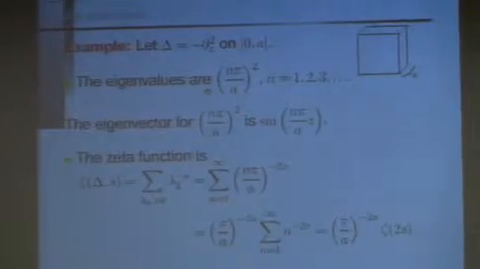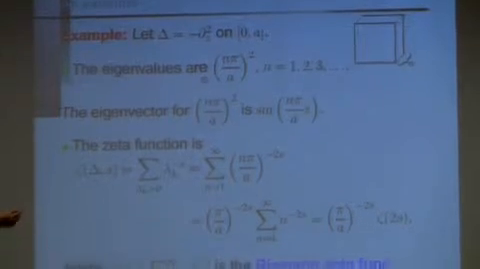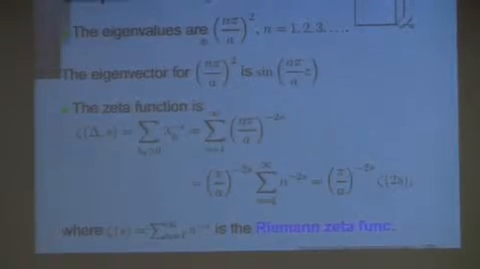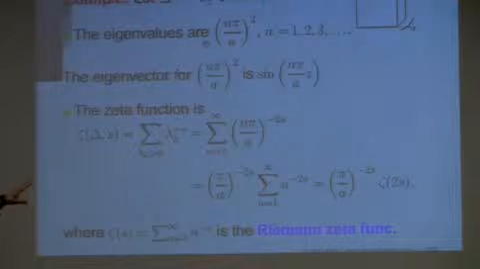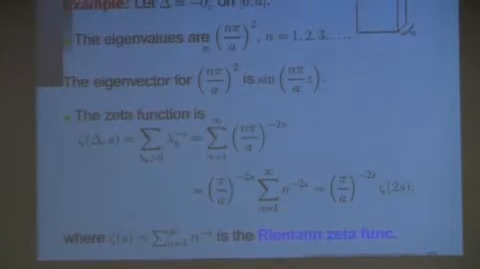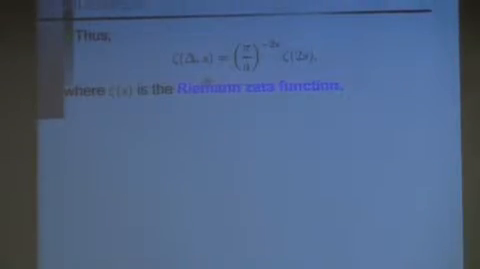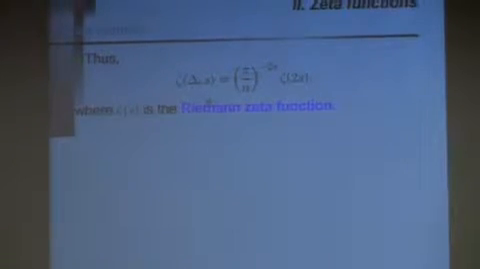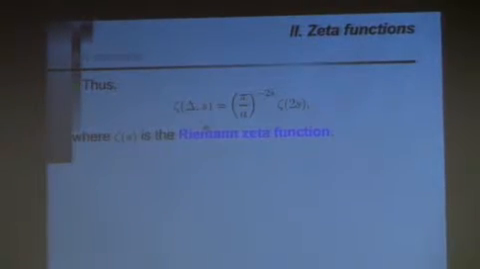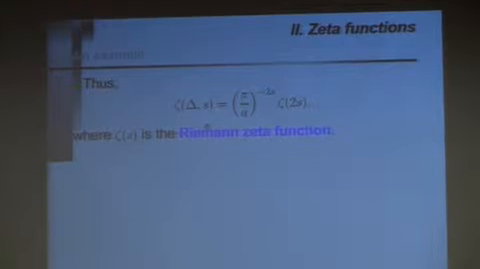So here we see that this operator on a segment, say a corner of Casimir's box, has a zeta function related to the Riemann zeta function of complex analysis. There's the formula again: (pi over a) to the negative 2s times the Riemann zeta function at 2s.